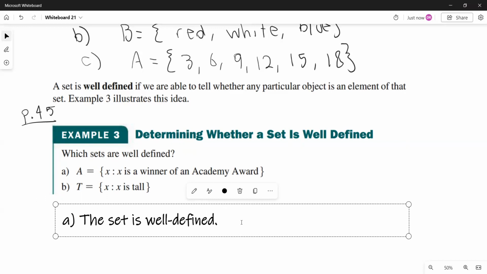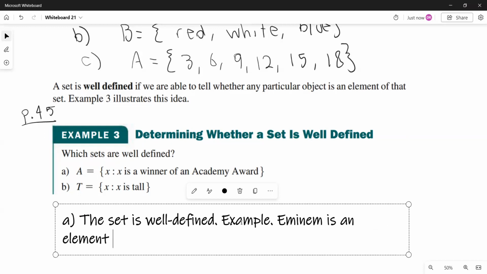So for example, let's say Eminem is an element of the set, and Kanye West is not an element of the set.